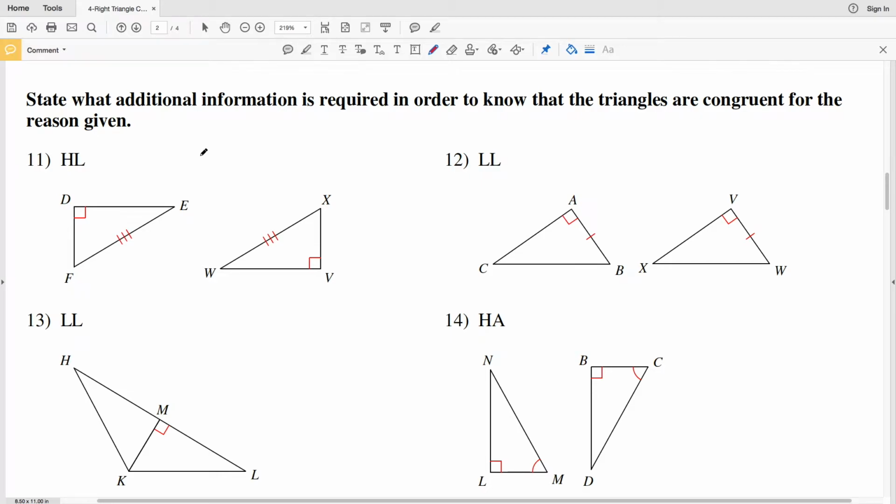In this video, we're going to finish out the right triangle congruence worksheet on the KutaSoftware website under the geometry section. I'll leave a link in the description below so you know how to access this free worksheet. For the second half, we're going to state what additional information is required in order to know that the triangles are congruent for the reason given.